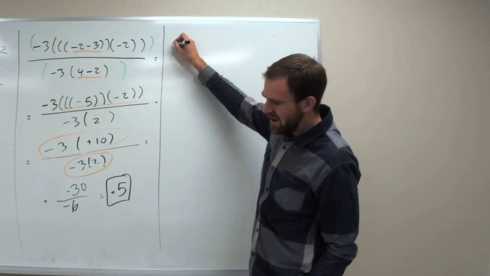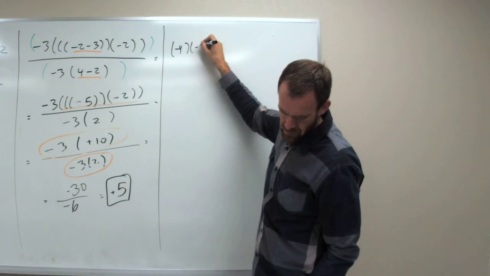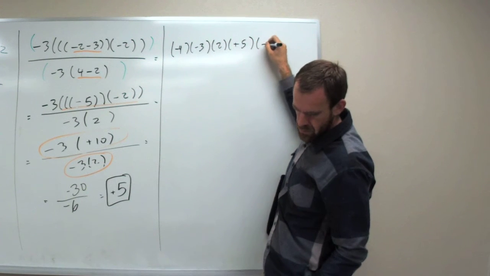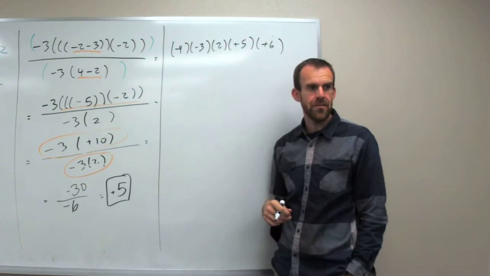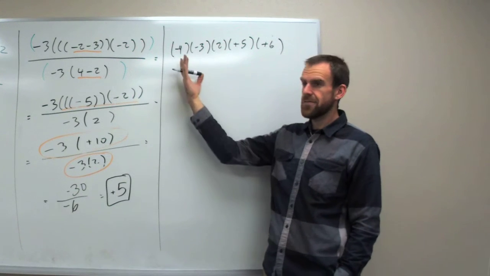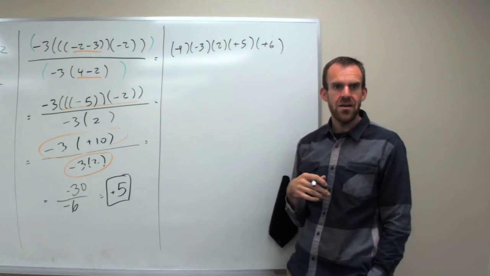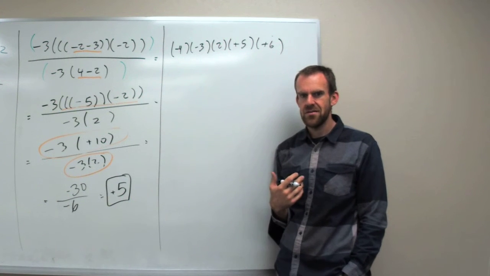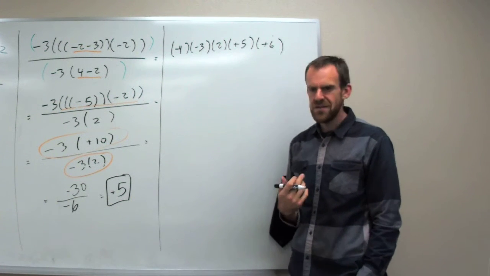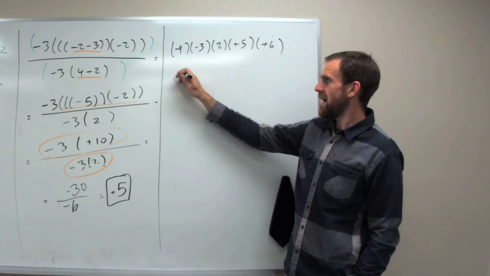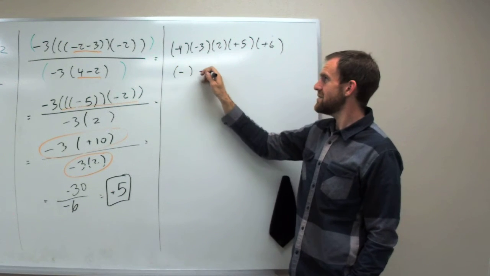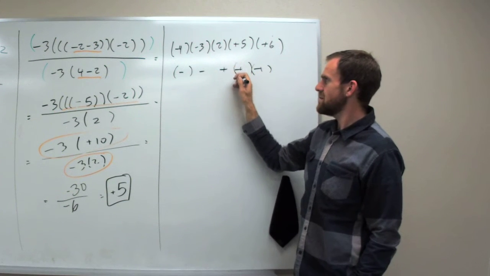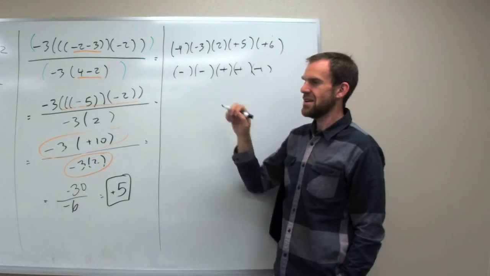Okay, so what if we have this? What do I do here? Well, I work from left to right. But this problem is only asking, is the answer going to be positive or negative? So let's figure out if this is going to be positive or negative. I have minus times positive, positive, positive. So is this going to be positive or negative? What do you guys think?